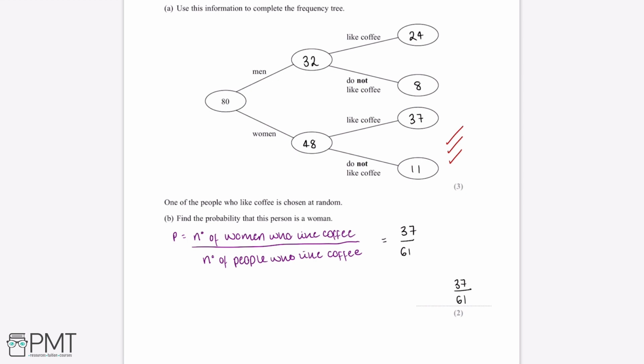And this question's worth 2 marks, and we'll get 1 mark for getting the correct numerator, and 1 mark for the correct denominator.